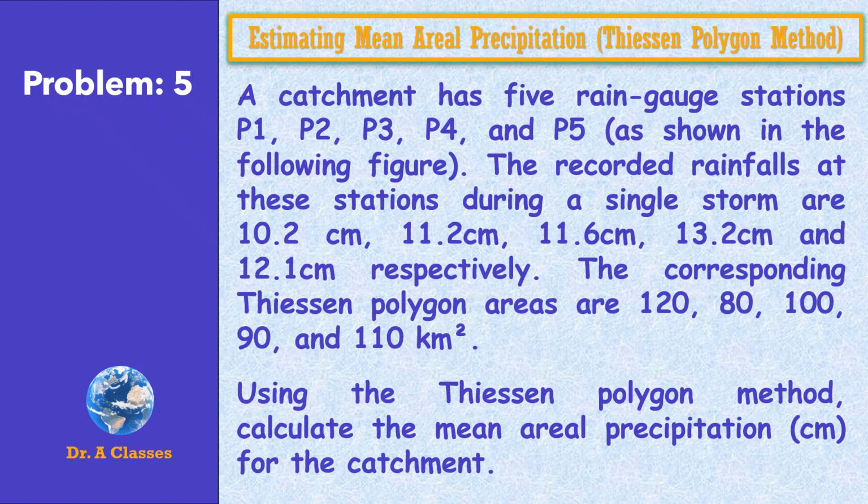Problem 5. Thiessen polygon method. In our final problem, we'll determine the mean areal precipitation using the Thiessen polygon method. The rainfall and corresponding polygon areas for 5 gauges are given. Let us apply the area weighted formula.